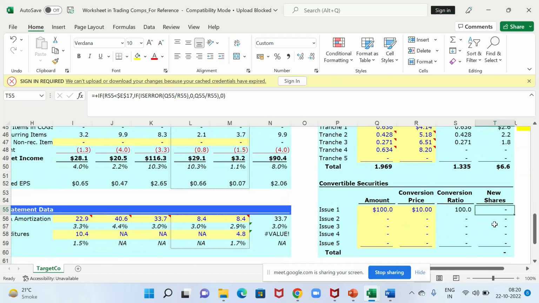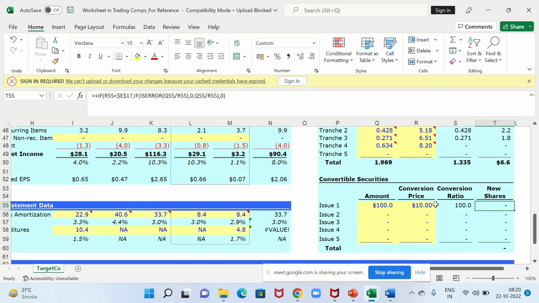Then this equation will give me result as 0. However, if my conversion price is higher than the share price, it will give me a value as 0. If my conversion price is lower than the current market price, it will compute me the total number of new shares that is expected to be issued.